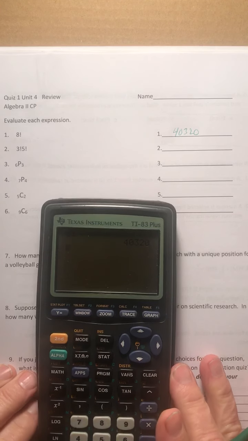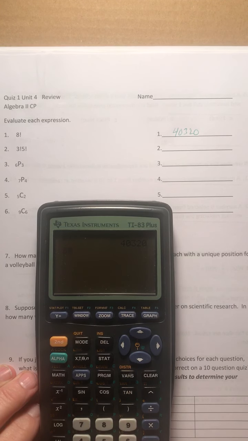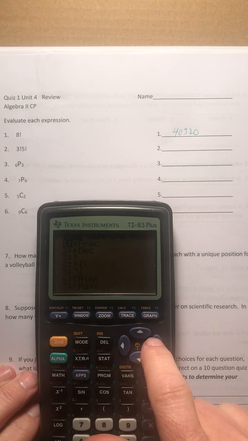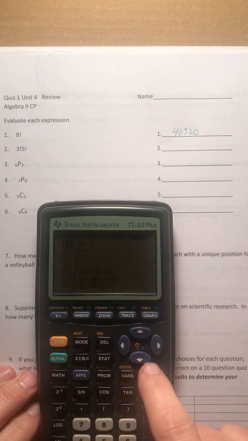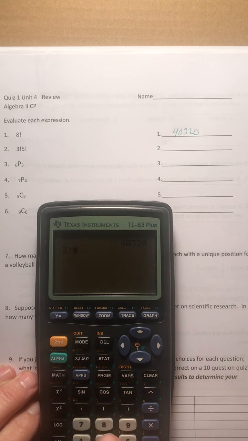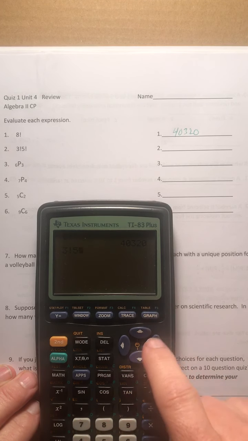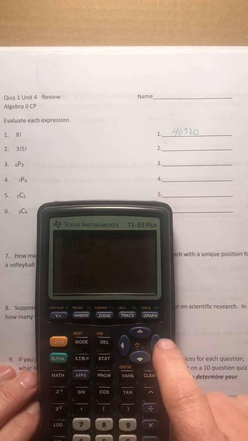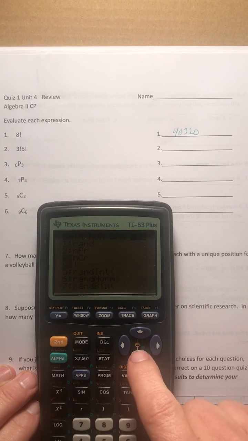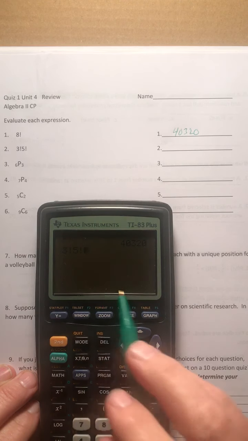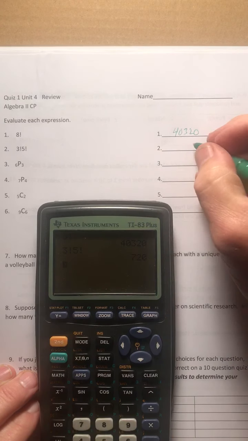And then 3 factorial, 5 factorial. Again, 3. So 3 factorial, 5 factorial, 720.